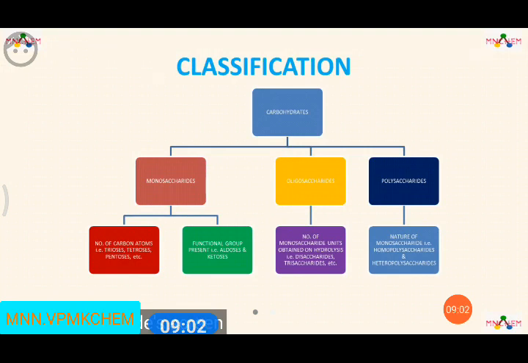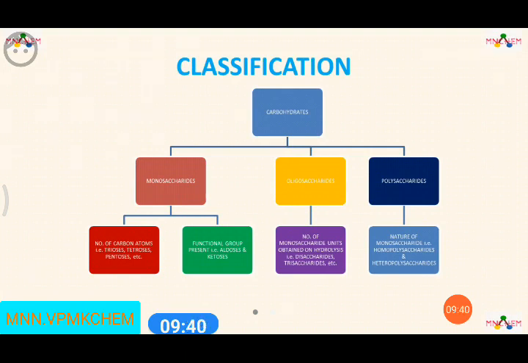So the disaccharides have general formula CnH2n-2On-1, whereas the general formula for trisaccharide is CnH2n-4On-2. An example of a trisaccharide is raffinose. It has molecular formula C18H32O16, which on hydrolysis gives 3 monosaccharide units: glucose, galactose, and fructose.